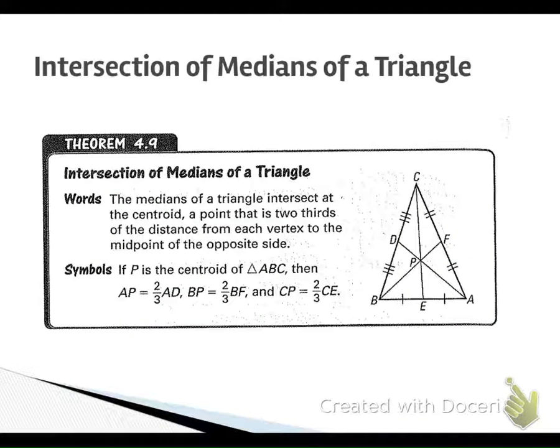Okay, so the median and the intersection of medians of a triangle. The medians of a triangle intersect at the centroid. So here, you see where all the medians hit. This point P is our centroid. The distance here is 2/3, and this would be 1/3. A lot of people don't like fractions, so we have a shortcut. We see that the top part near the vertex is going to be 2x, and we see the part near the bottom or the flat side of a triangle is going to be x.